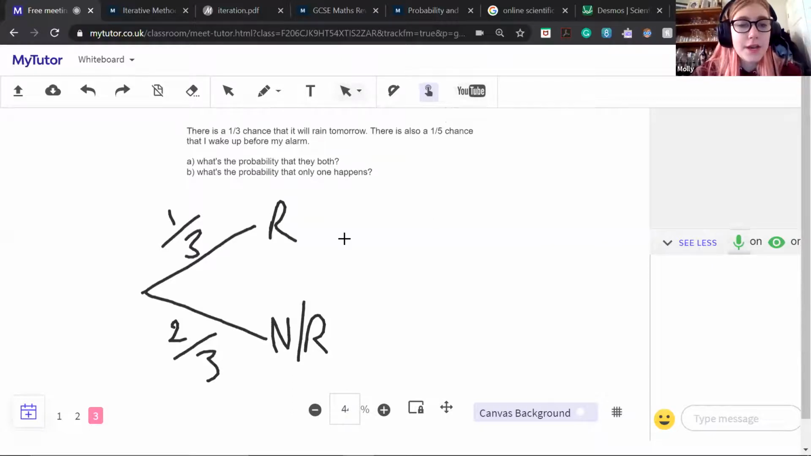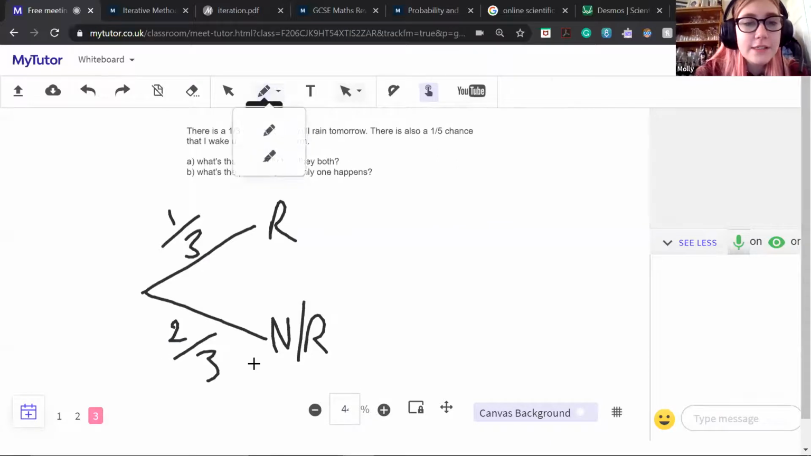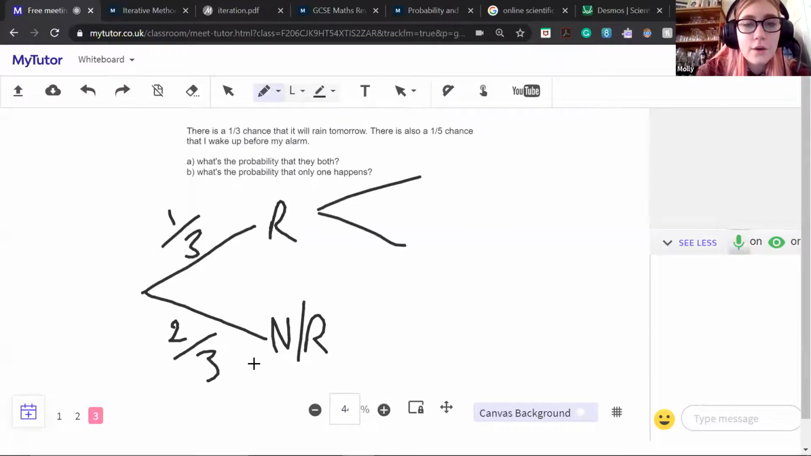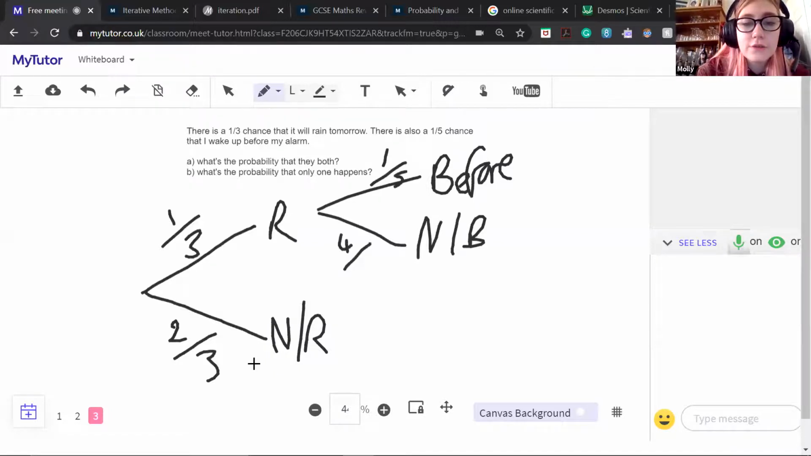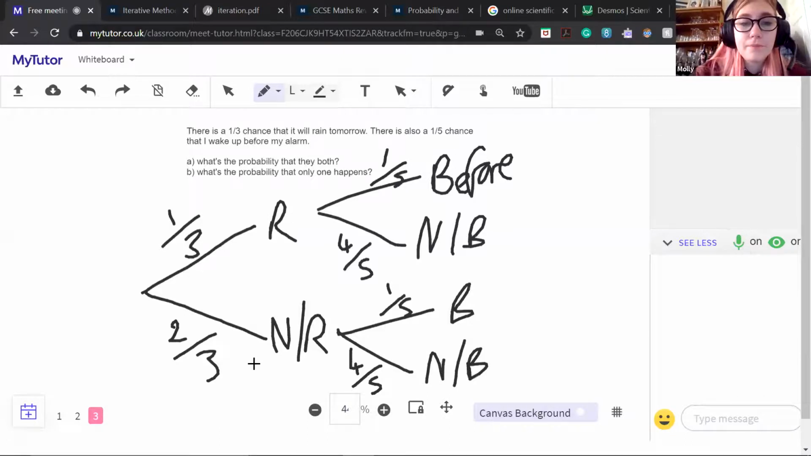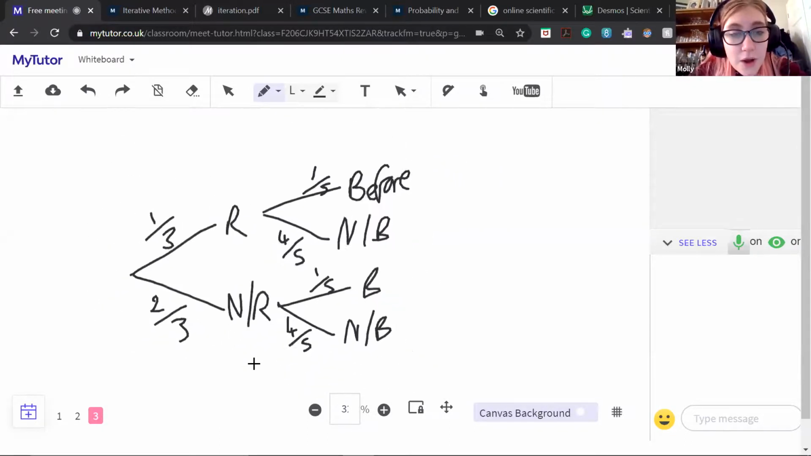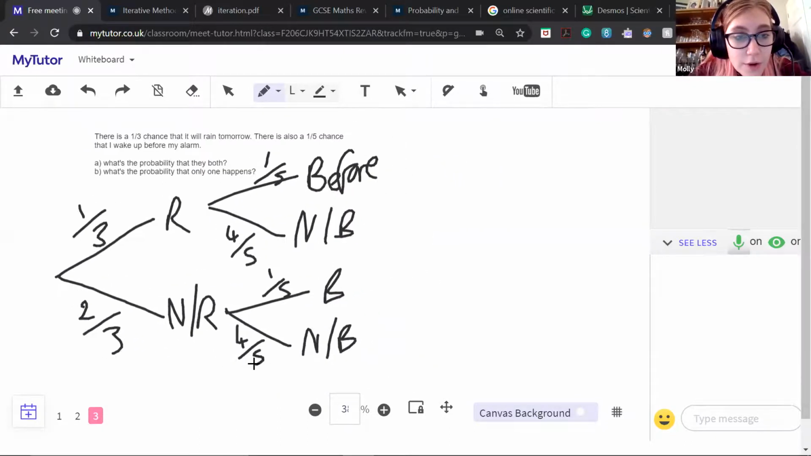Okay, so we've done our third and our 2/3, and then we say, well, if it rains, I can either wake up before or after my alarm. I'll just put before and not before. Now, before is a fifth, so not before is 4/5, and that's actually the same because it's independent. It doesn't matter what the first branch is, the second branches will be the same. And then to work out these probabilities, we just go along the branches.